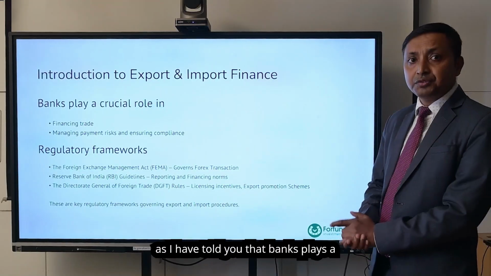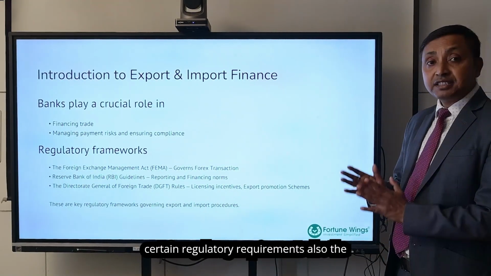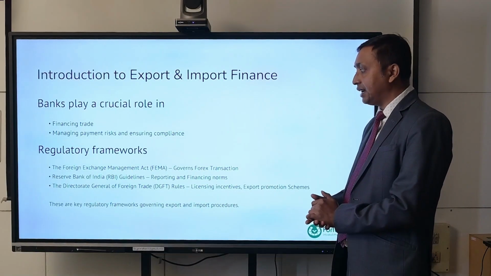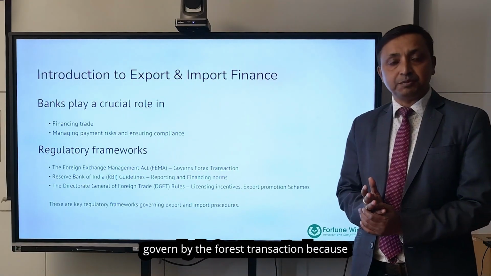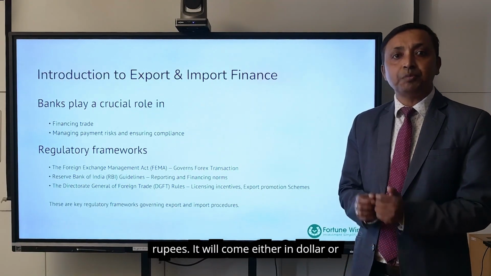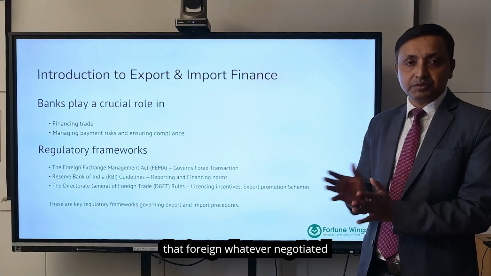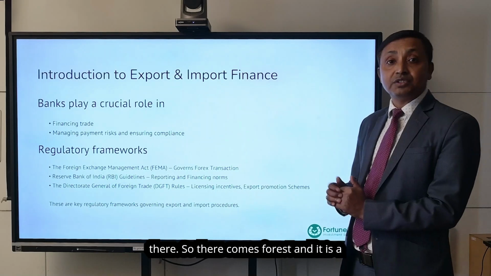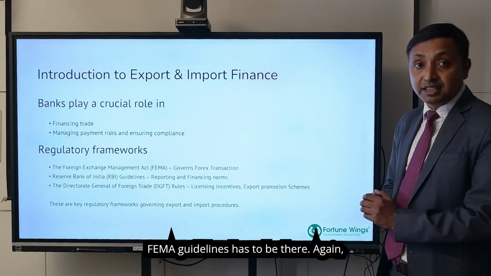Friends, as I have told you, banks play a major role in trade finance, and there are certain regulatory requirements also. The Foreign Exchange Management Act, FEMA. Because of FEMA, you are governed in forex transactions, because your payment will not come in your own rupees. It will come either in dollars or whatever negotiated foreign currency there is. So that is a forex transaction, and FEMA guidelines have to be followed.